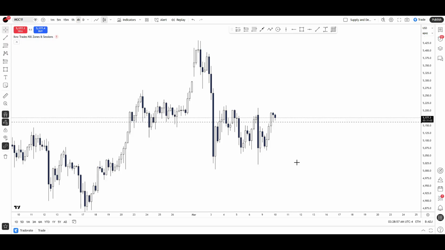This is a 50K account on Take Profit Trader. This is day 2, Tuesday. All right, so we're gonna go ahead and mark up our charts real quick.